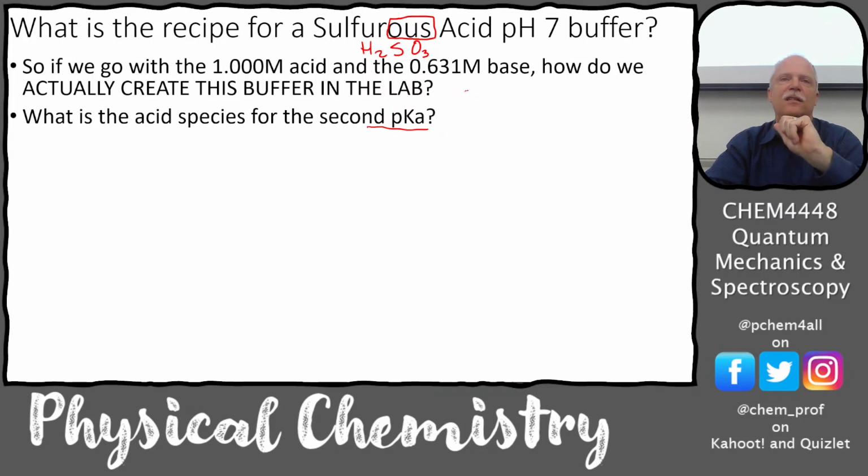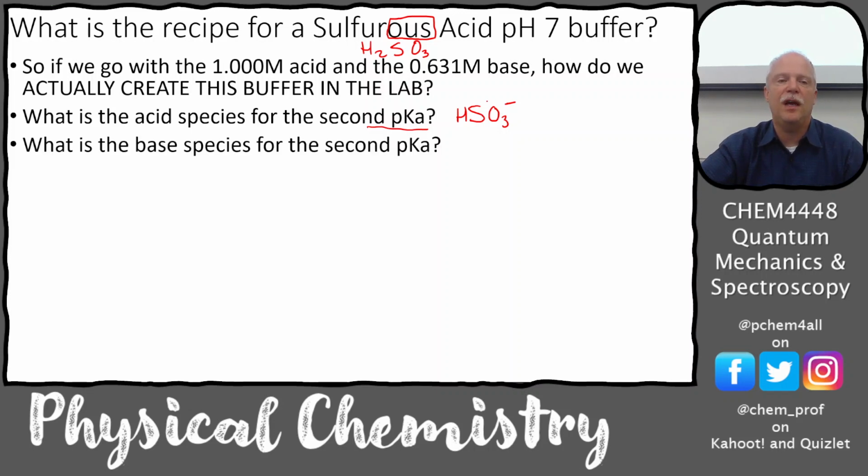And so we're at the second pKa. And so what's the acid species for the second pKa? H. We're going to just be pulling that second proton off, so there's only one H left, HSO3 minus. So that's going to be the second proton that comes off. That's the acid species. The first one is the first proton. It comes off, and then we're working on the second one for the second pKa. What's the base species for that? So if I pull that proton off, I'm left with SO3 2 minus.